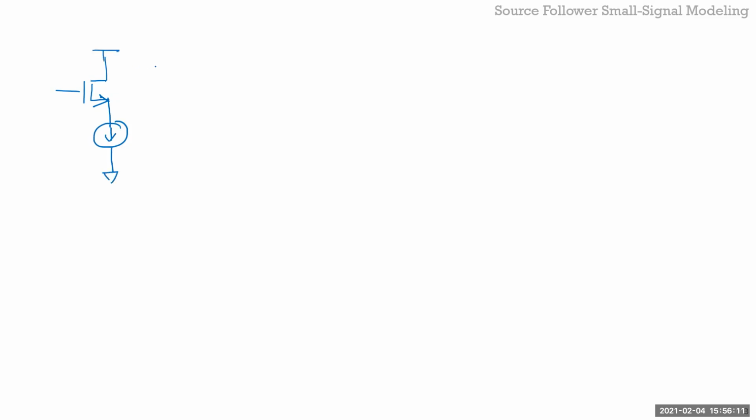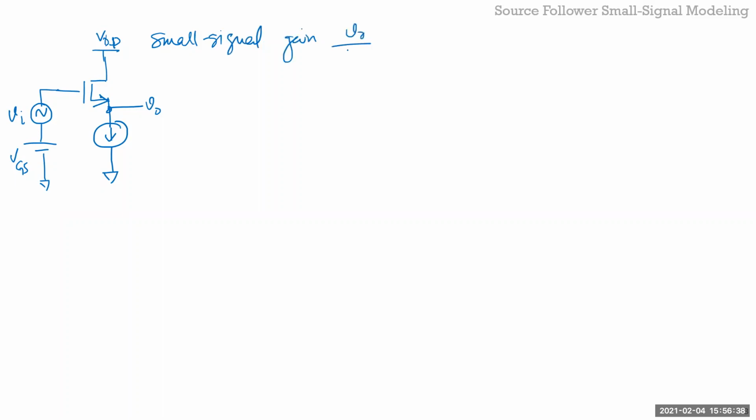I think I might have given you a problem from the same thing. You're applying an AC with some gate bias, VGS. Okay, and this is your VDD. This is your V out. So the goal is to find the small signal gain V naught over Vi.